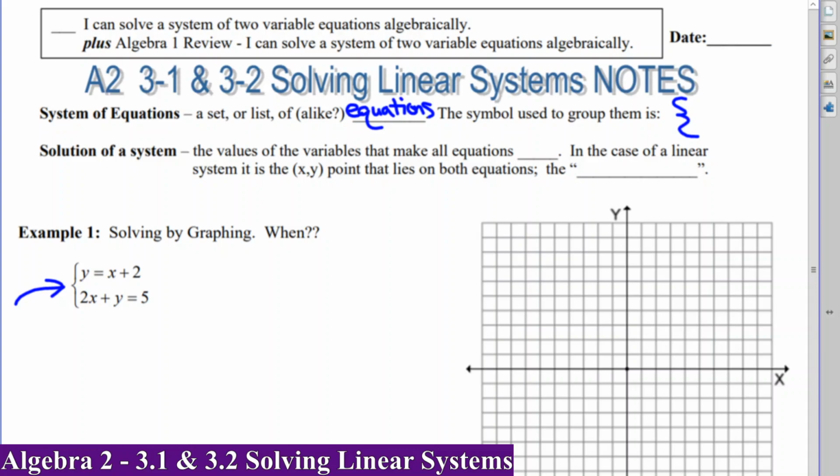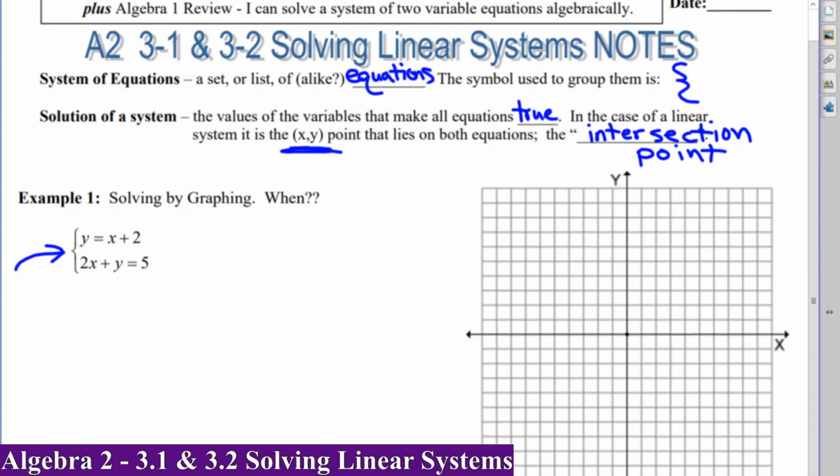Now, how do we find the solution to a system? The solution to any system is just the values of the variables that make all equations true. In linear systems, it's a coordinate, a point, x and y. If I take whatever coordinate I find, like let's say 3, 1, and I plug it into both equations, and they are true, then it is a solution to both of those equations. It is the overall solution to the system. On a graph, it is going to be the intersection point. So we're essentially just looking at where these two lines intersect.